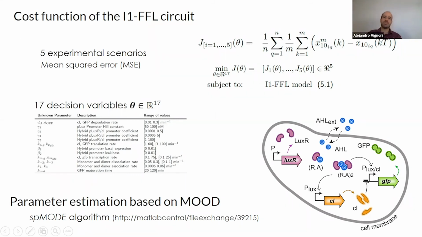If someone wants more detail on how to use multi-objective optimization for parameter estimation, let me know. I can help you later.